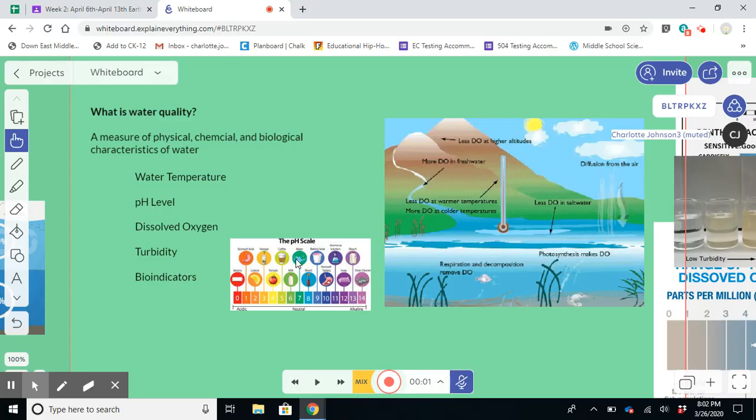So yet again, some organisms may like and can live in water that's around a 5, but it's still limiting. So it doesn't mean you're going to have a vast variety of organisms. So scientists use the pH scale to see the health of the water as well.